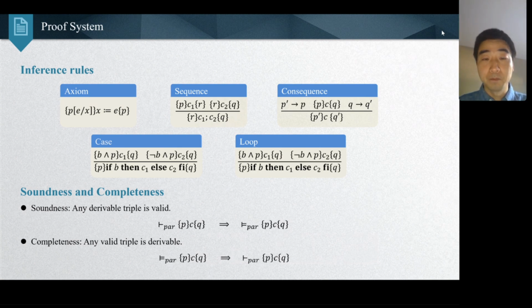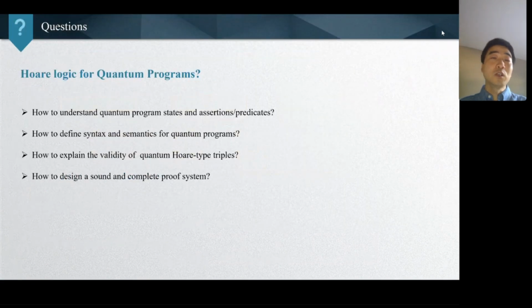This motivates us to consider what Hoare logic is for quantum programs: how to understand quantum program states and assertions, how to define syntax and semantics, how to explain the validity of a quantum Hoare triple, and how to design a sound and complete proof system.